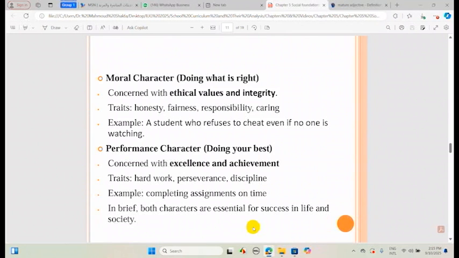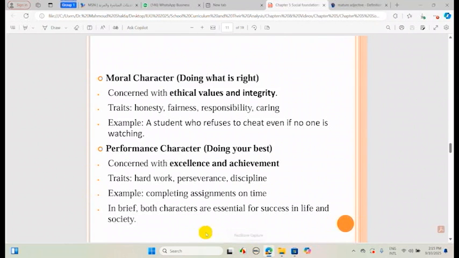To reach this level of ihsan, which is the highest level of belief, of iman. A student who refuses to cheat even if no one is watching. We need a businessman, a grocer, any job in our community with no cheating at all. We need them to keep in front of their eyes the fear of Allah subhanahu wa ta'ala. This is what we mean by moral character and performance character, and both of them are essential and complete each other.